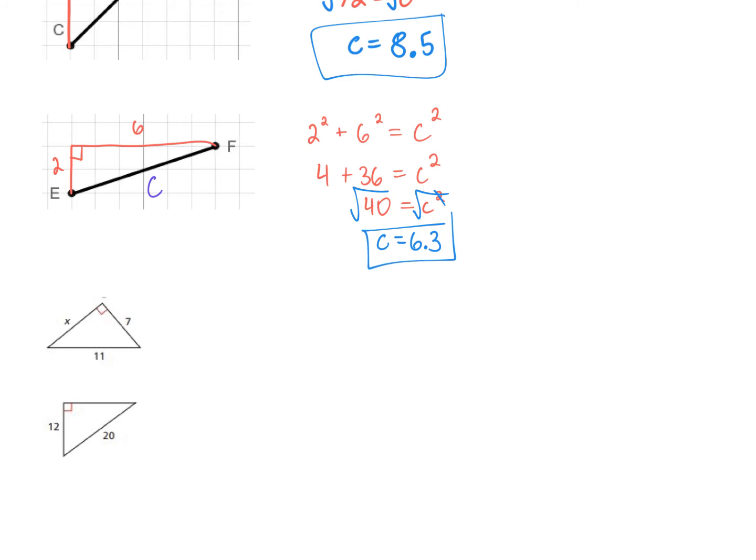All right, now we move on. First thing, I want to label my sides A, B, and C, or at least my hypotenuse. I know my hypotenuse, and I'm missing one of my legs. So in this top one, my legs are x and 7. My hypotenuse is 11. So I could have x squared plus 7 squared, that's a squared plus b squared, equals c squared. Same formula, it just looks different. So x squared plus 49 equals 121.